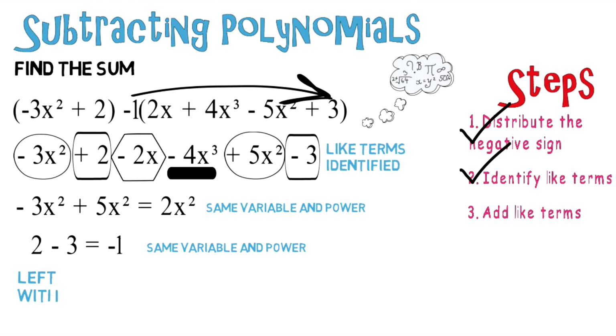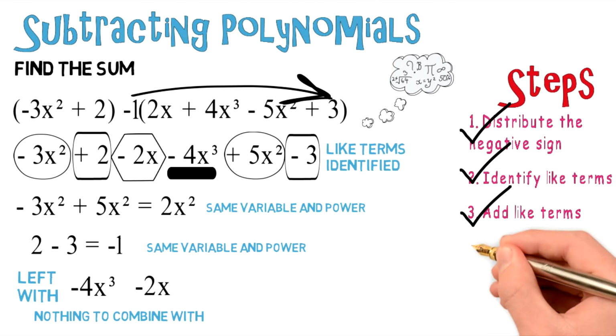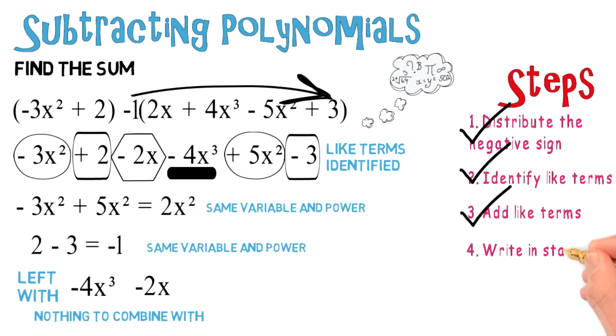And you're also left with two terms that cannot be combined, which is a negative 4x to the third power, nothing to combine with, and a negative 2x. Negative 4x to the third and negative 2x have nothing that they can be combined with. There are no like terms for them. So we can check off that step and move on to step number 4, which is to write in standard form.